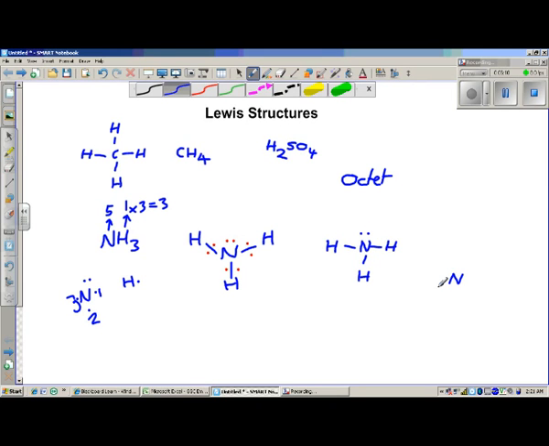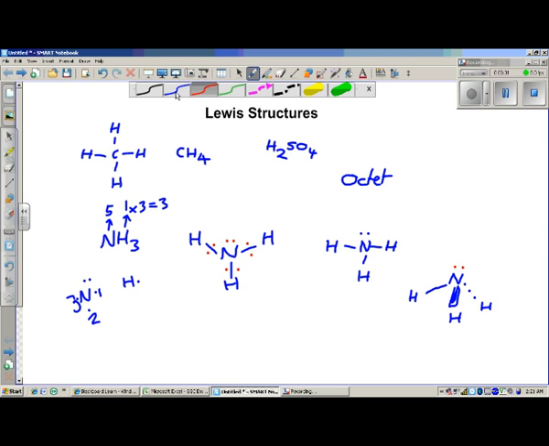Now, if we were to get specific about it and actually show the stereochemistry, then what we'd show would be something like this. We would show these 3 groups, or these 3 hydrogens, in kind of a pyramidal shape relative to each other, with the lone pair on top.